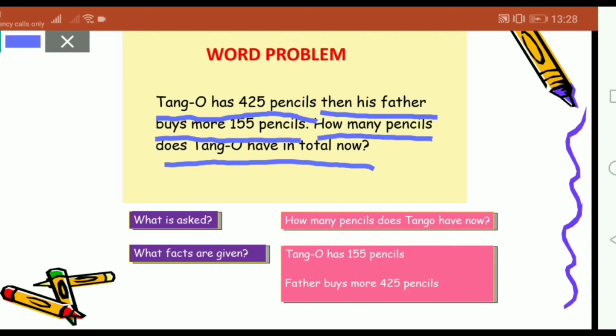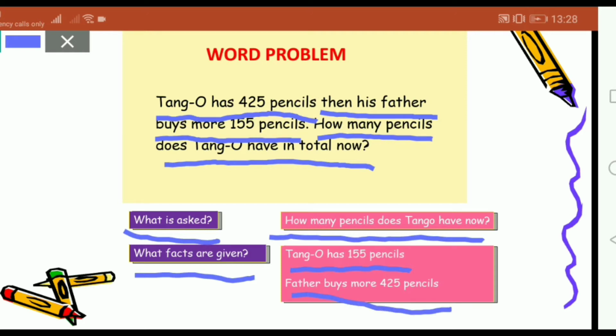So, let's understand the problem. What is asked, or what is the question? The question is, how many pencils does Tang O have now? What facts are given, or what is the information? The information says Tang O has 425 pencils, and then his father buys another 155 pencils.